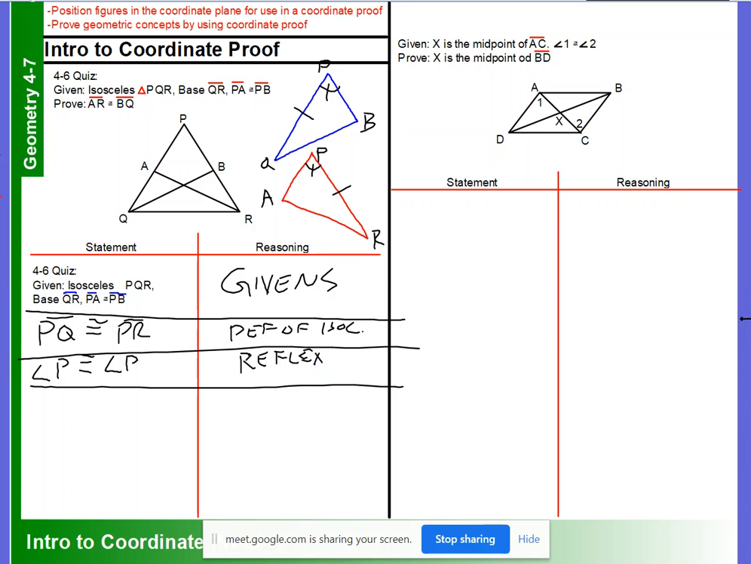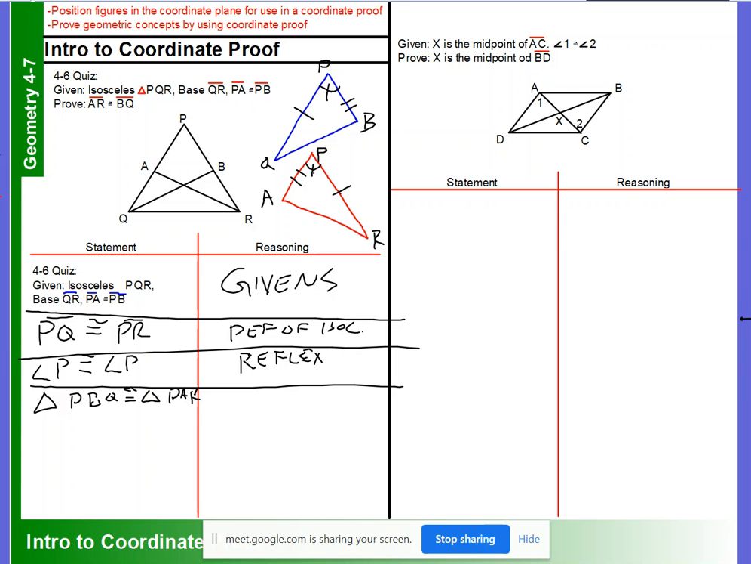Okay, so wait a second. In our drawing, we've proven that these two side lengths are congruent, that these two angles are congruent. What else is missing in our drawing? Well, PB and PA, it's given that they're the same. Oh, okay. All right. So now we can say that triangle PBQ is congruent to triangle PAR.